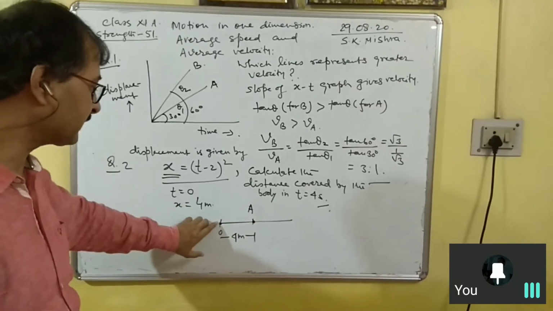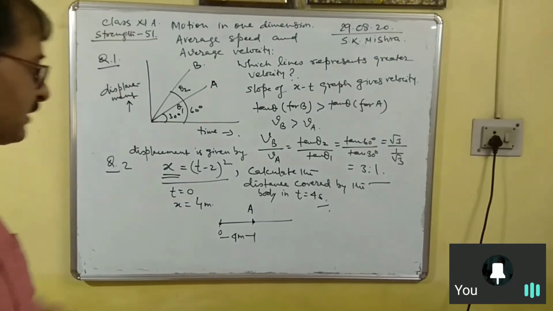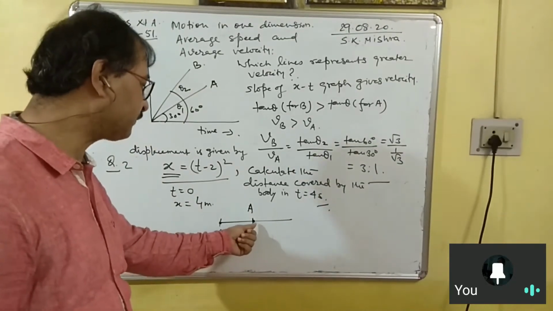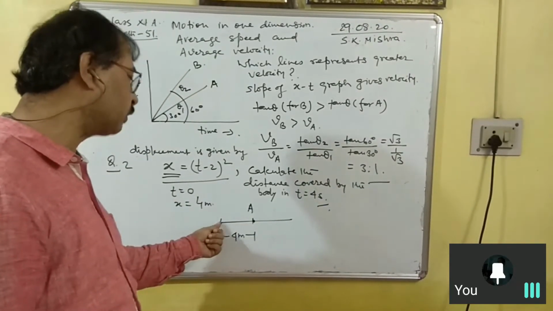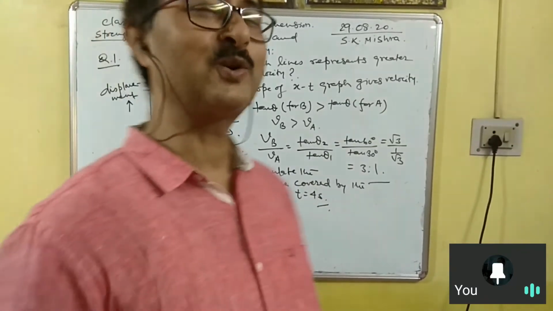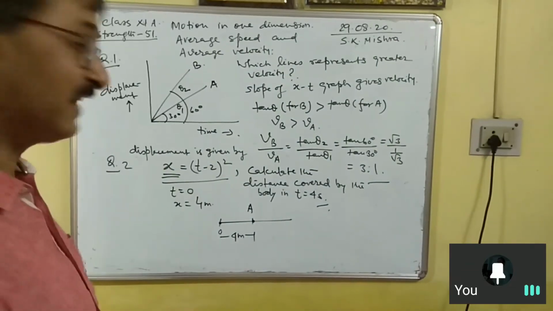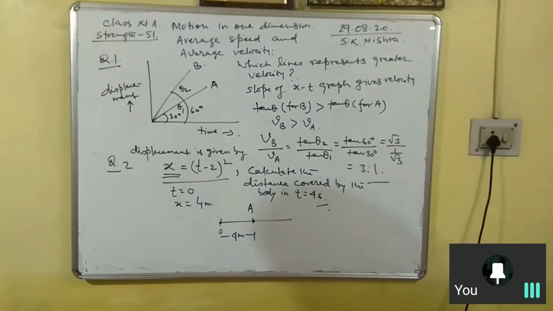So the particle will again go to the point A. So how much distance will the particle cover? The particle will move from A to O and then O to A. So the total distance covered will be 8 meter. So the correct answer is 8 meter.